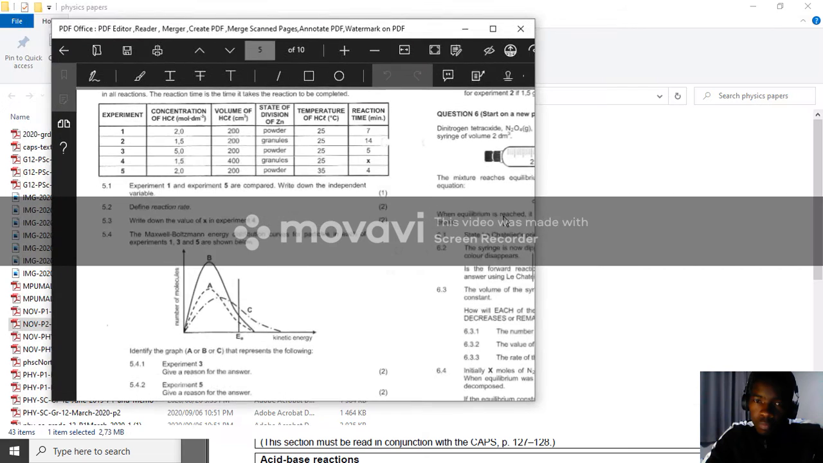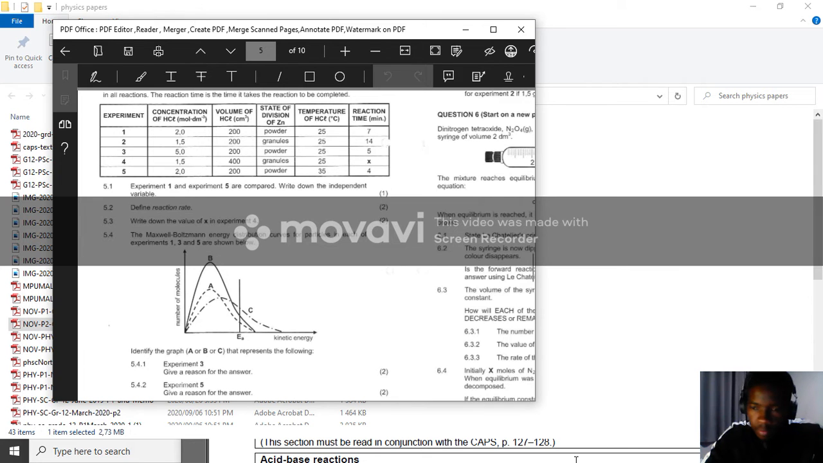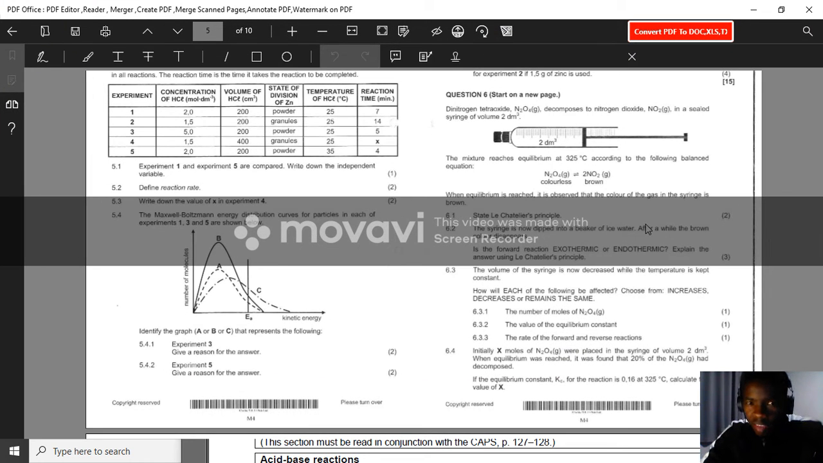Where is this now? So Le Chatelier's principle in the exam guideline. Where is it? Okay, but yeah, I can't seem to find my exam guideline.